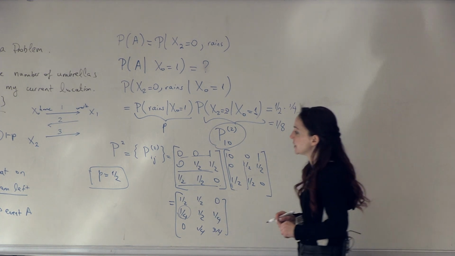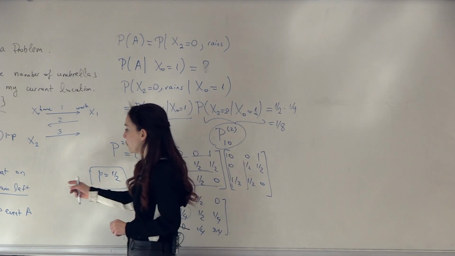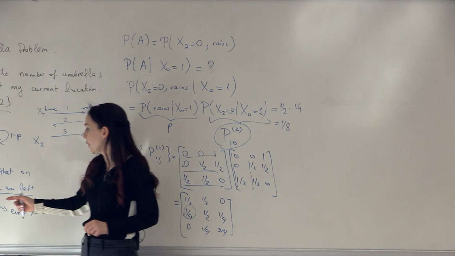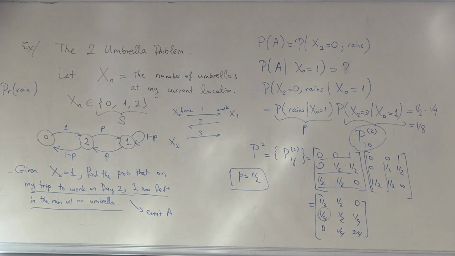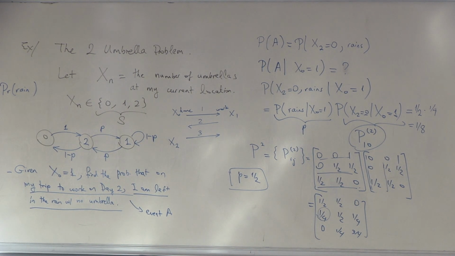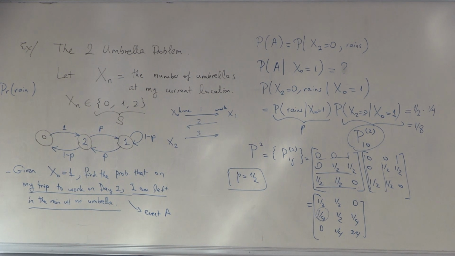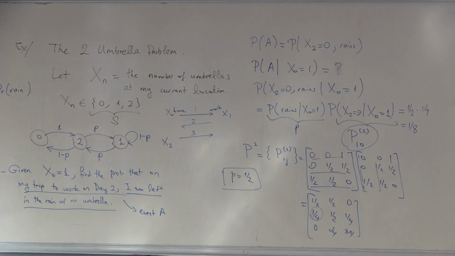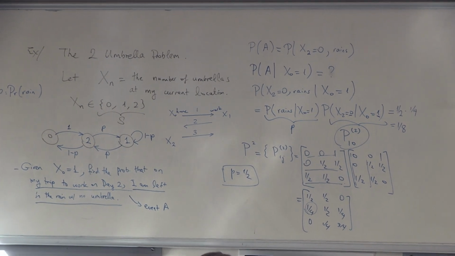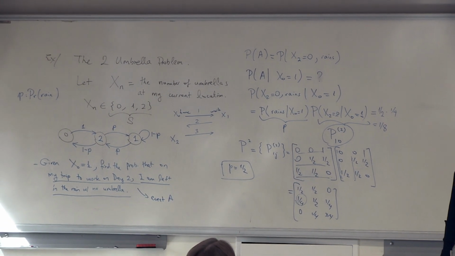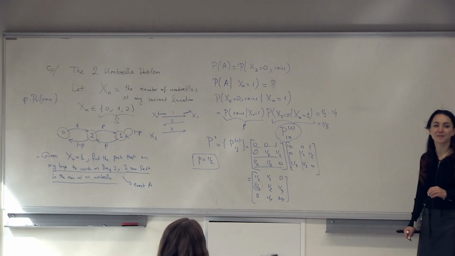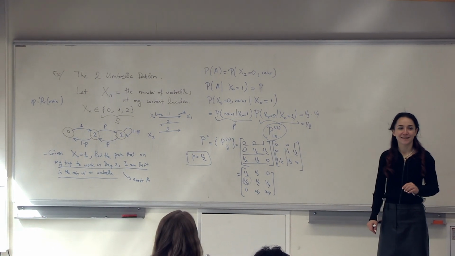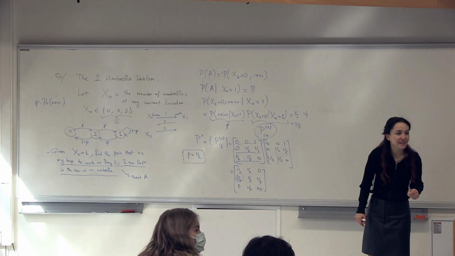What if the question asked me, find the probability that on my trip back home on day 2, I get left in the rain with no umbrella? Then we should use the third order of the... Right, exactly. Third. 3-step transition probabilities. Exactly. Okay. Any questions? What's your name, please? Atabak.